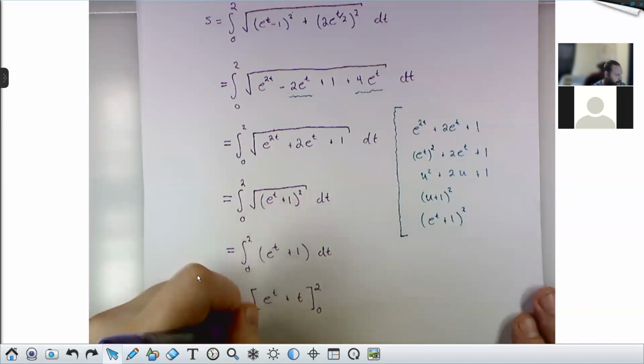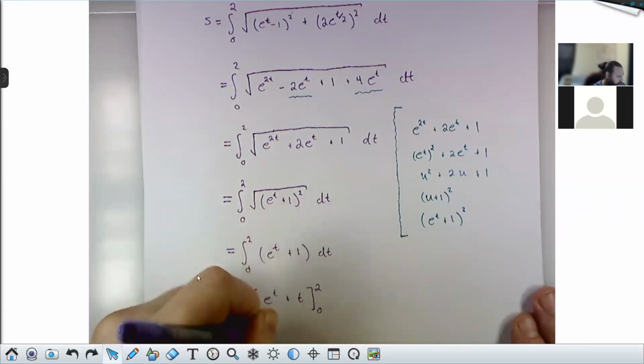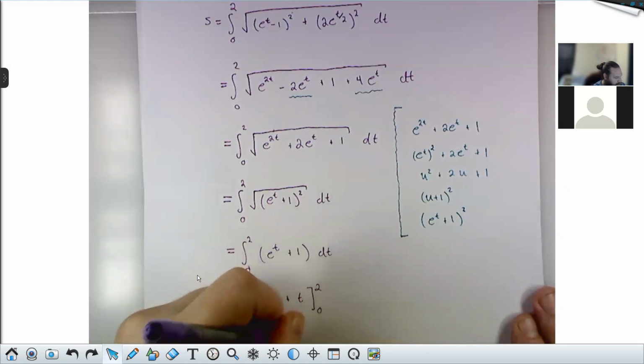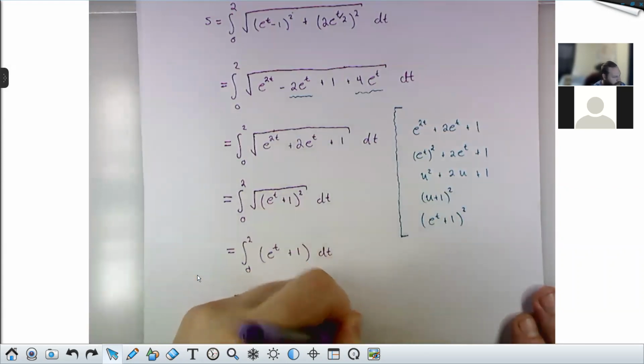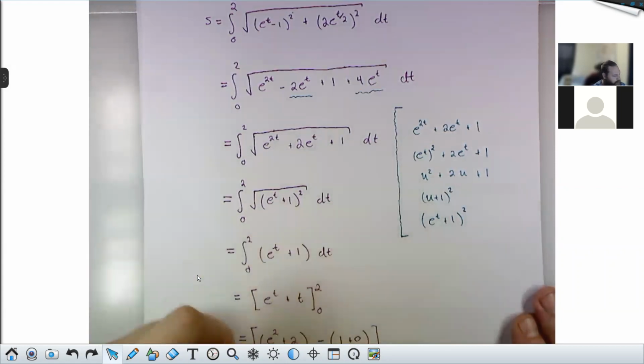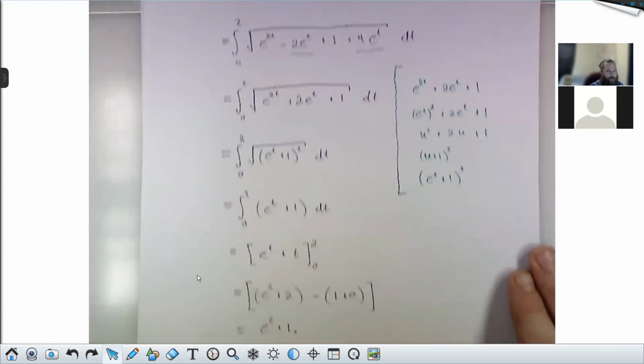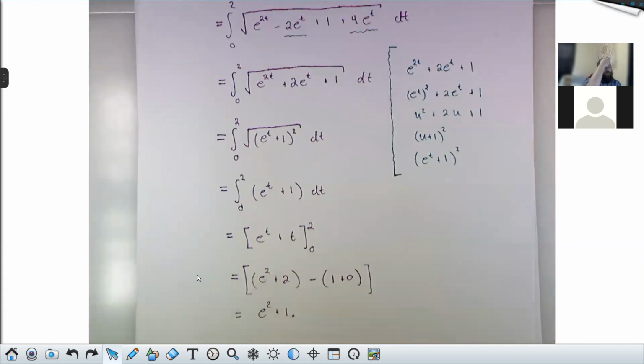When I plug in my upper bound, I get e squared plus 2. When I plug in my lower bound, I get e to the 0, which is 1, plus 0. So this is e squared plus 2 minus 1, which is e squared plus 1. And that indeed is the length of this curve.